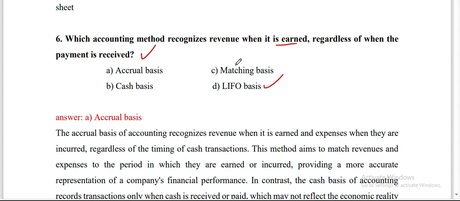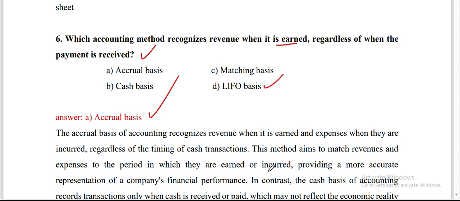So the best answer for this question is A, accrual basis. The accrual basis of accounting recognizes revenue when it is earned and expenses when they are incurred, regardless of the timing of cash transactions. This method aims to match revenue and expenses to the period in which they are earned or incurred, providing a more accurate representation of a company's financial performance.